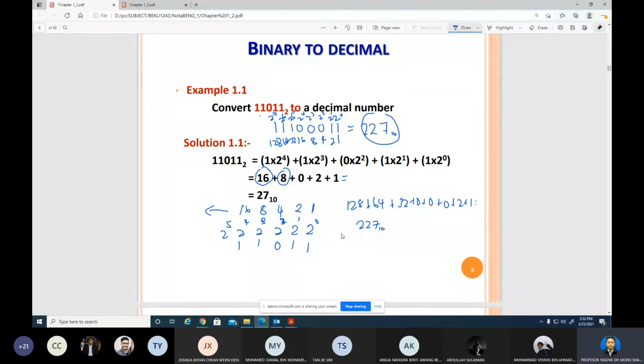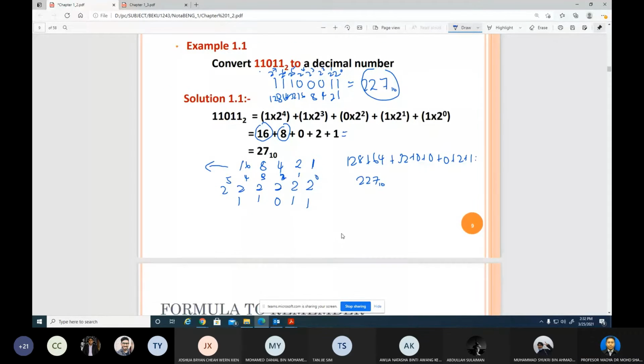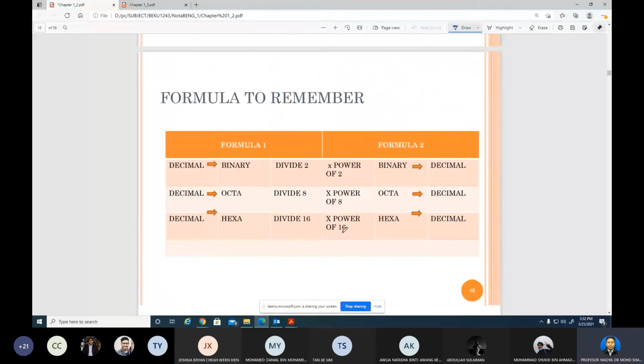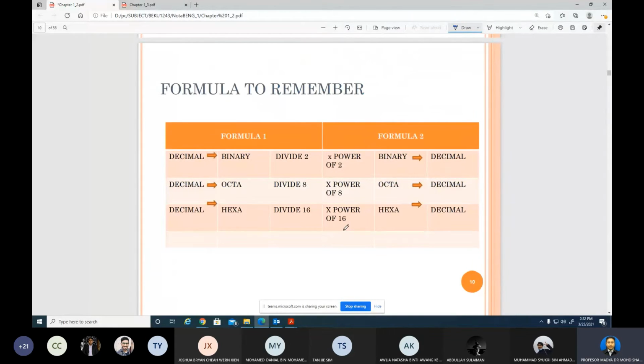For this one, you can verify using your calculator. You may make a simple mistake, that's why you can verify using your calculator.